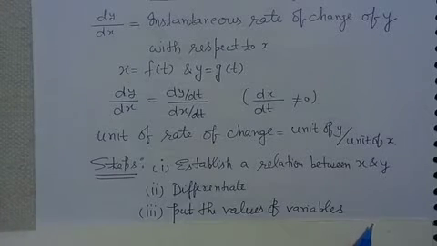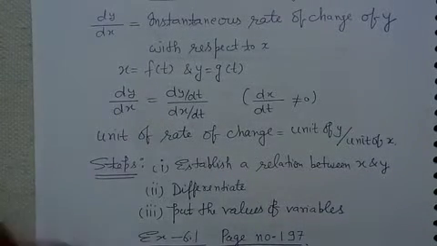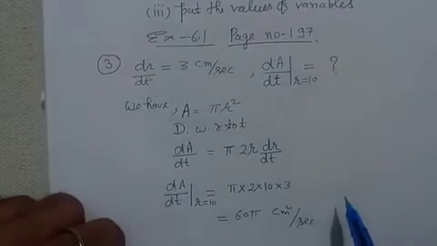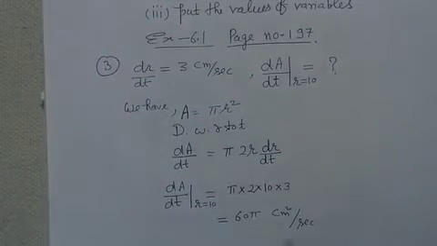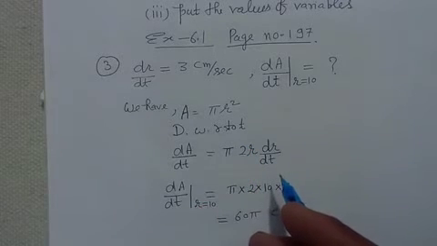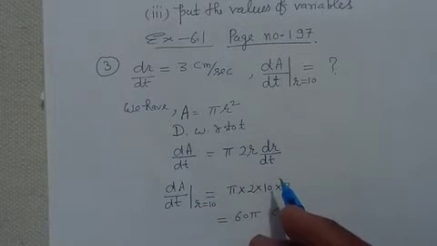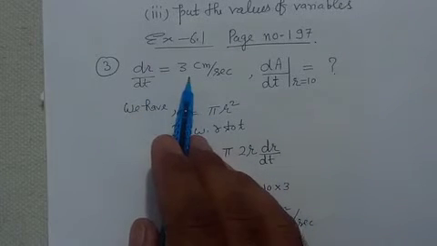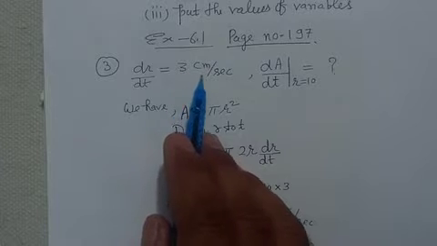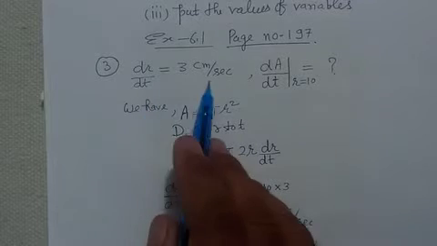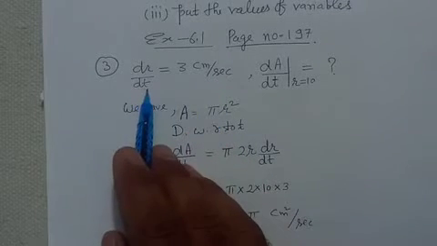Now we will take a few questions from exercise 6.1, NCERT page number 197. Now question number 3. First read question number 3. The radius of a circle is increasing uniformly at the rate of 3 centimeter per second. Radius is increasing at this rate. It means this is the rate of change of radius, and this is 3 centimeter per second. It means rate of change of radius with respect to time. Per second indicates with respect to time.